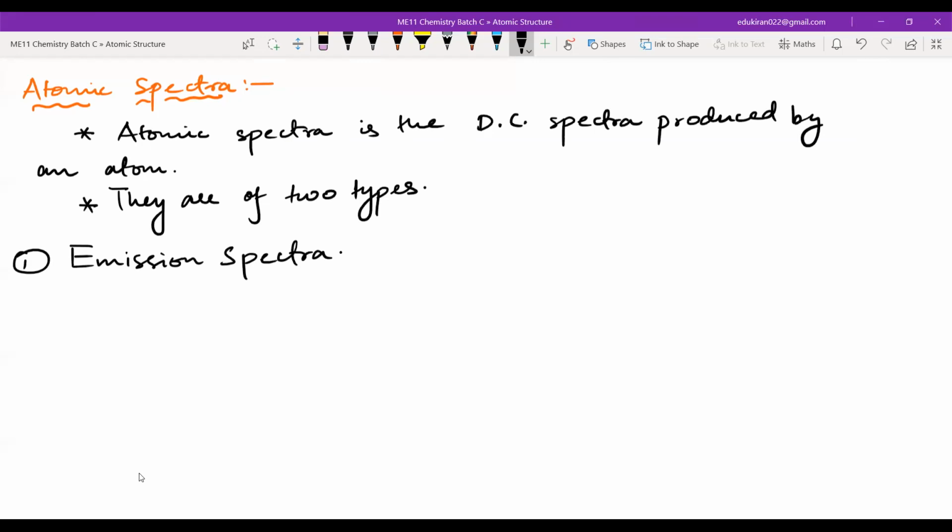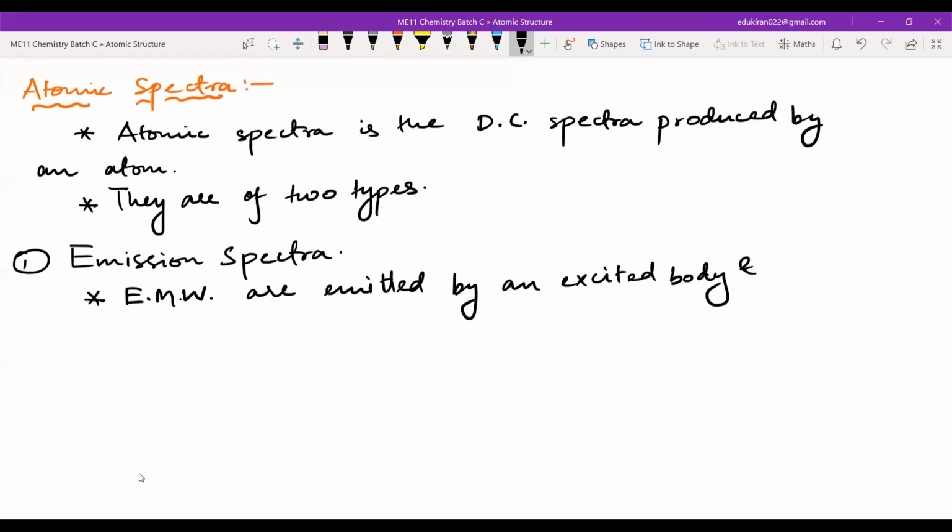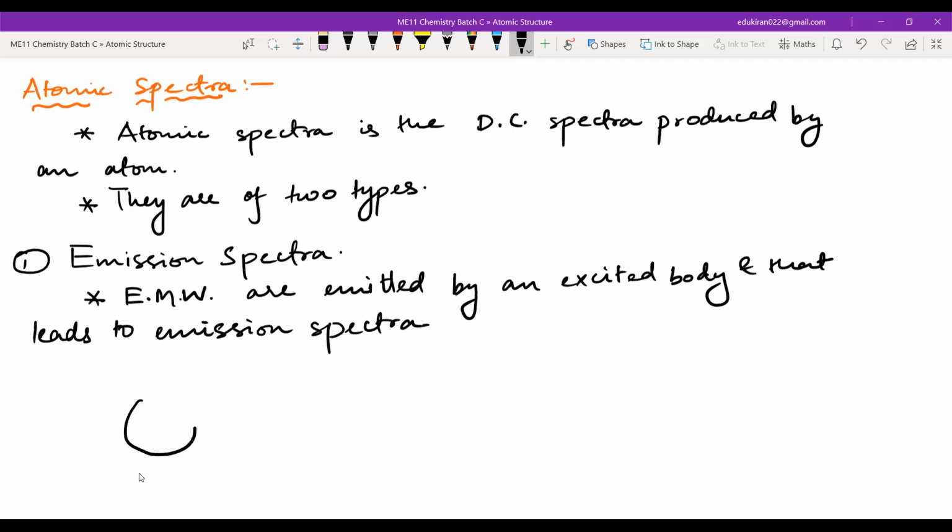Emission spectra. Now, how is this emission spectra obtained? Whenever you have an excited body, electromagnetic waves are emitted by the excited body, and that leads to emission spectra. For example, this is your body. It is highly charged. It is an excited body. It has high energy. Whenever there is high energy, it will be emitting some radiations.